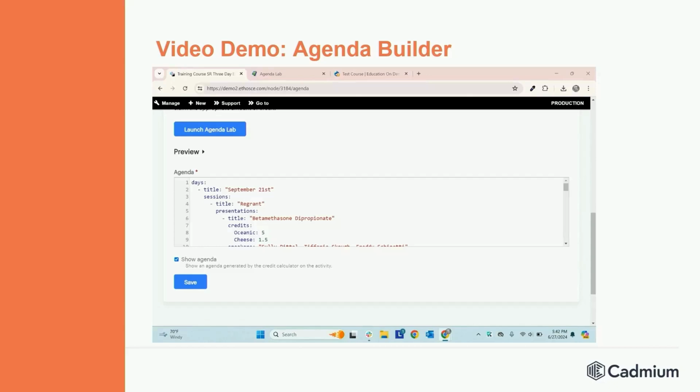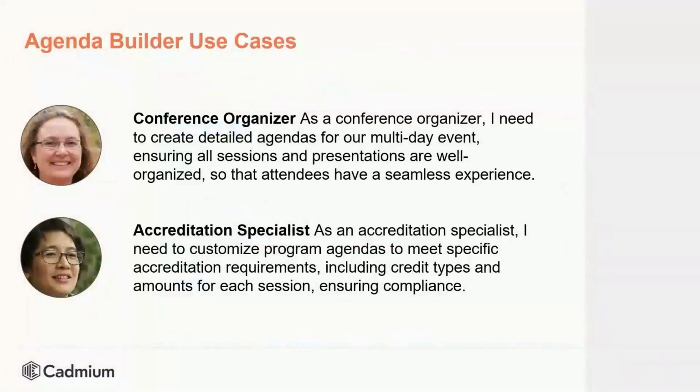Thanks, Jen. So just as a recap on this one, the Agenda Lab tool is an external tool outside of EthosCE that allows you to build a fairly complex agenda and then generates code that you can copy and paste into the Agenda tab in EthosCE and have a much more interactive Program tab. So now that we've seen that video demo and sort of how it works, and why you would use it, let's talk a little bit about how it may apply to some of you in your jobs.